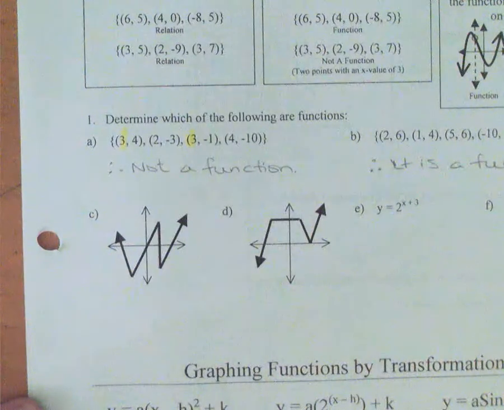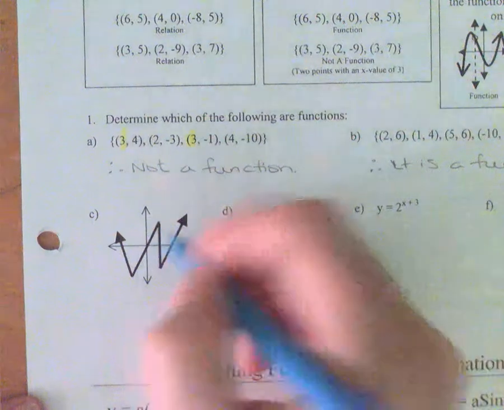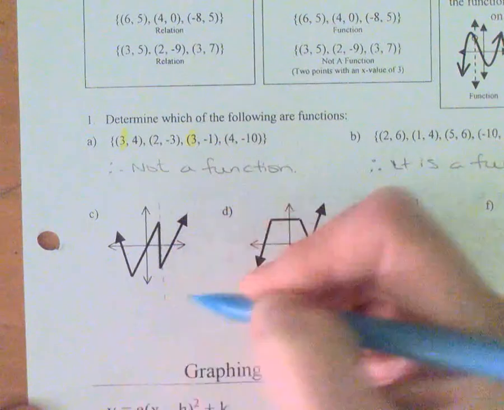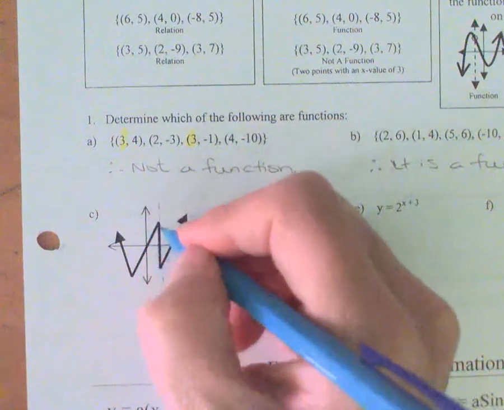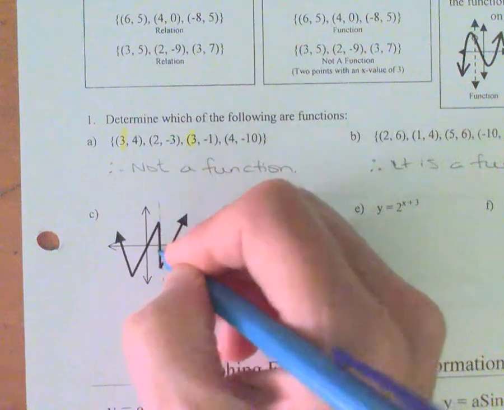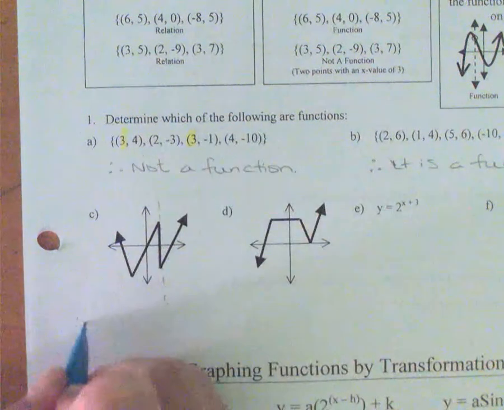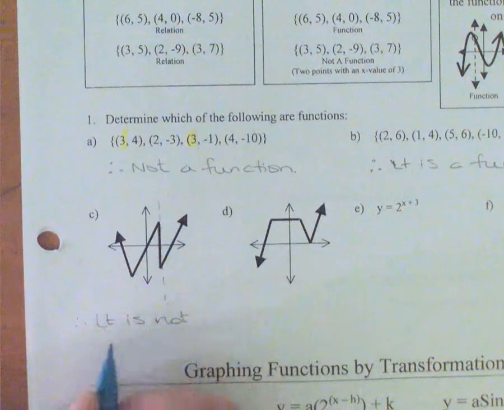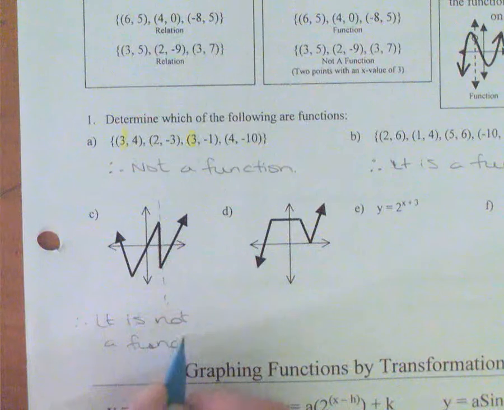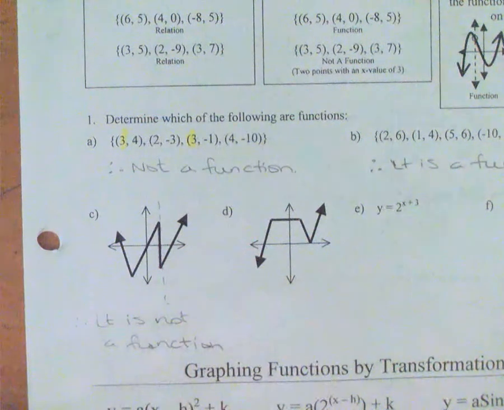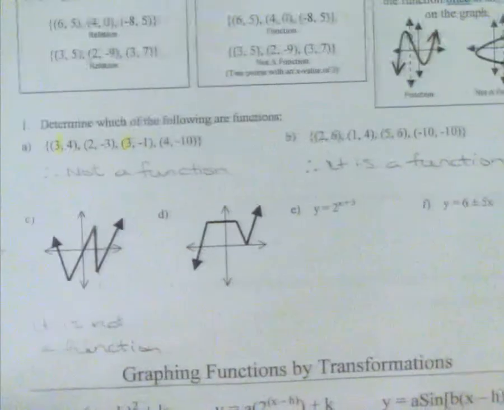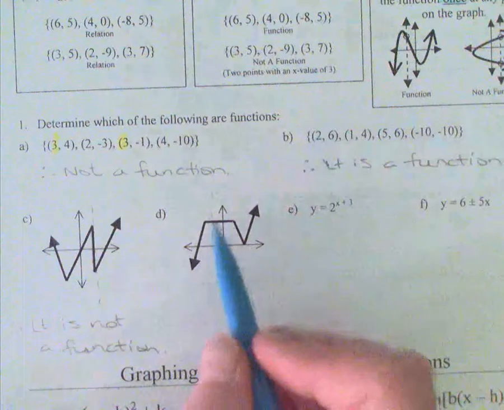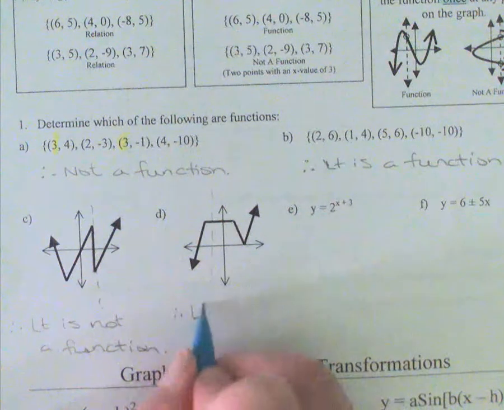If I look at the next one, I do a vertical line test because we're now on a graph, so it means I'm going to draw a vertical line anywhere on the graph. It can't touch more than once, but if I look, it touches all here, which means, therefore, it is not a function. If I look at the next one, if I cross anywhere on here, it will only touch once. So we can say, therefore, it is a function.